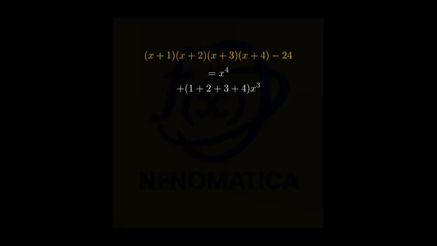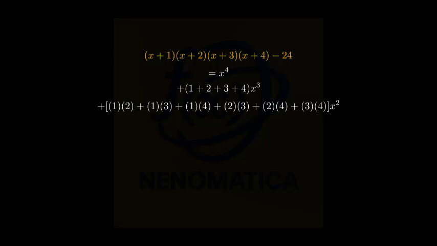For the x squared term, we need to consider all the ways to get x squared by selecting the x term from exactly 2 brackets and the constant terms from the other 2 brackets. This gives us 1 times 2, plus 1 times 3, plus 1 times 4, plus 2 times 3, plus 2 times 4, plus 3 times 4, times x squared. Let's calculate. 2 plus 3 plus 4 plus 6 plus 8 plus 12 is equal to 35. So we have 35x squared.